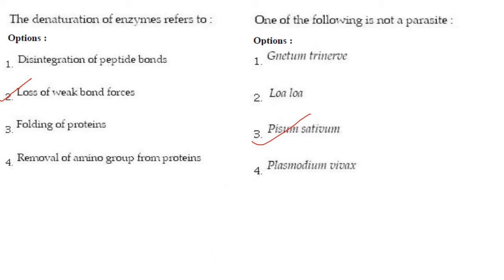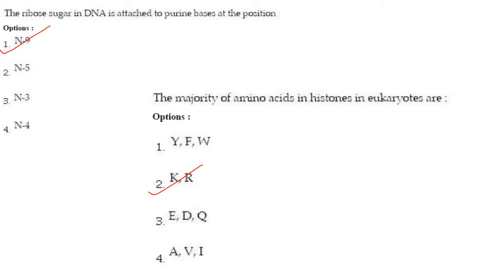Next one. Most of the water-soluble vitamins are used as option 1 substrate, 2 activator, 3 coenzyme, 4 non-competitive inhibitor. Answer is option 3 coenzyme. Next one. Denaturation of enzyme refers to option 1 disintegration of peptide bonds, 2 loss of weak bond forces, 3 folding of proteins and 4 removal of amino group from proteins. Answer is option 2 loss of weak bond forces.